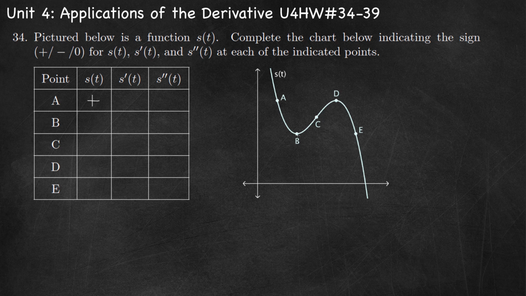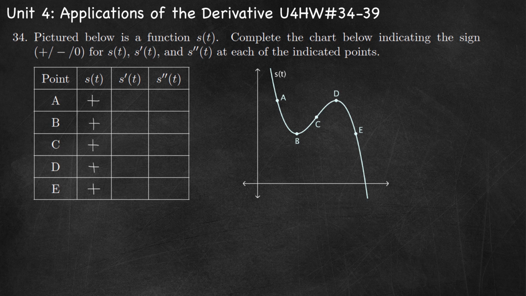So point B, it's above the x-axis, so it's positive. C is above the x-axis, so it's positive. D is above the x-axis, so it's positive. And E is also above the x-axis. So the function s of t is positive at each one of those points.